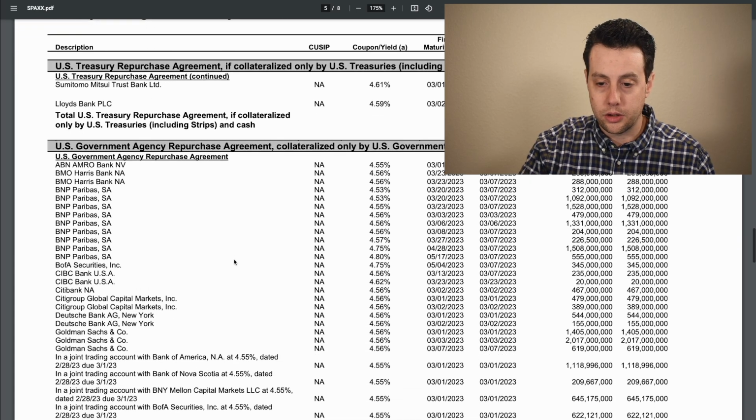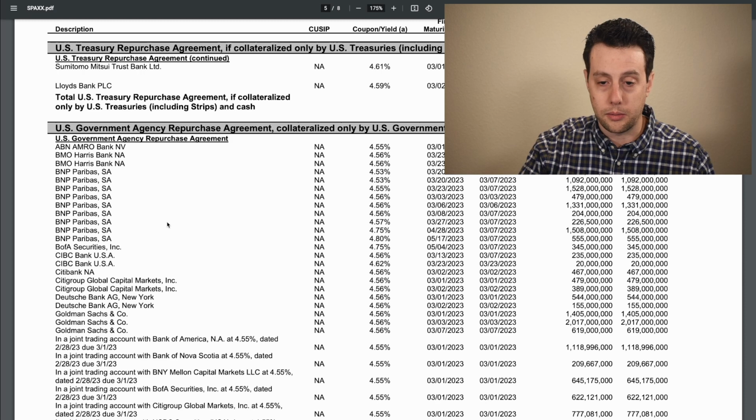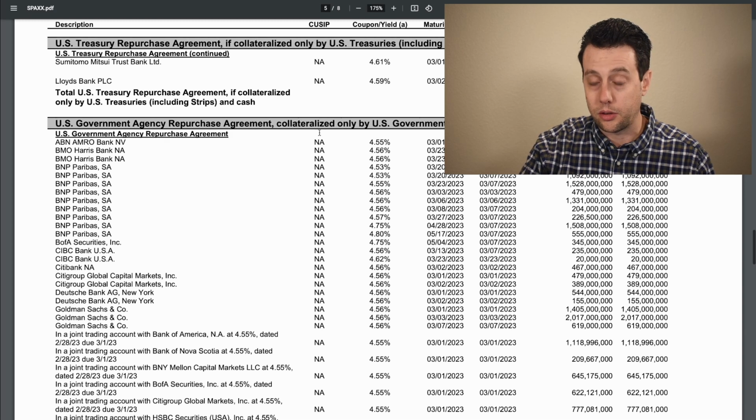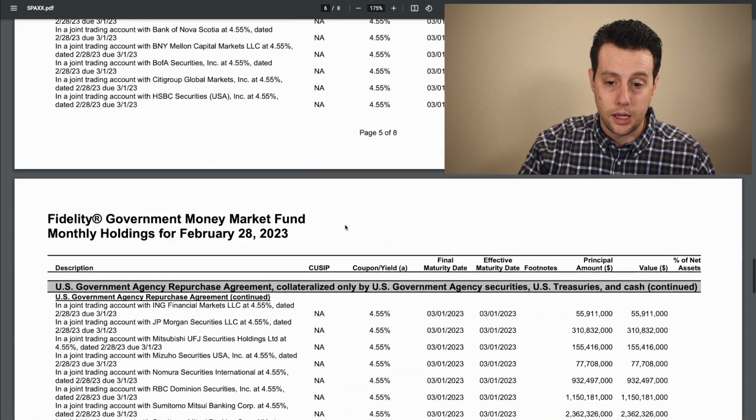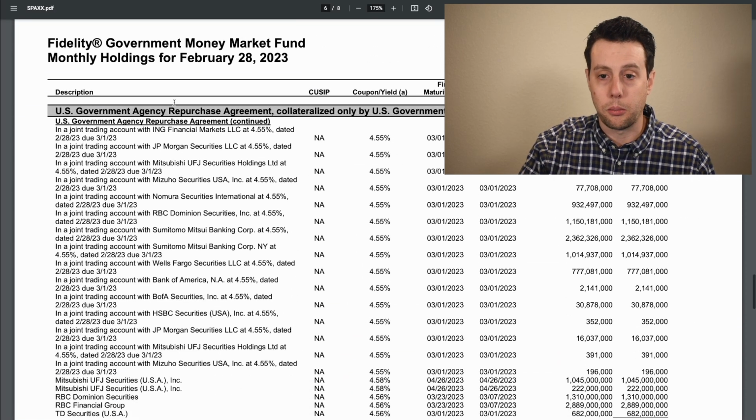So you can just go through these. You can see some U.S. government agency repurchase agreements. So these aren't actually even U.S. Treasuries in all cases. And you don't know what's actually being backed by some of these. Like, what is, say, CIBC loaning the fund? Who knows? And you can get some more details here.